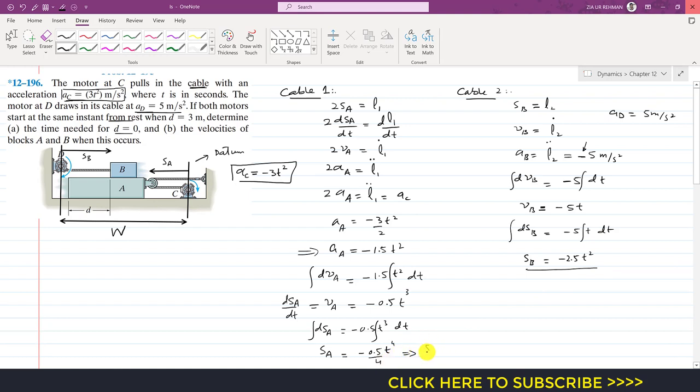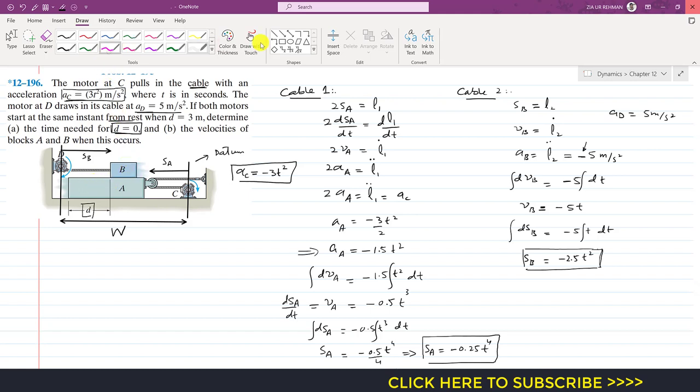From here we can write that SA is minus 0.25 t raised to the power 4. This is SA. Now, since in the problem statement we have to find the time for which d will be equal to 0, we need to have some relationship between SA and SB, or the accelerations of block A and block B with respect to that d, and this d is the relative distance between block A and block B. So for that we need to write one another equation, right?